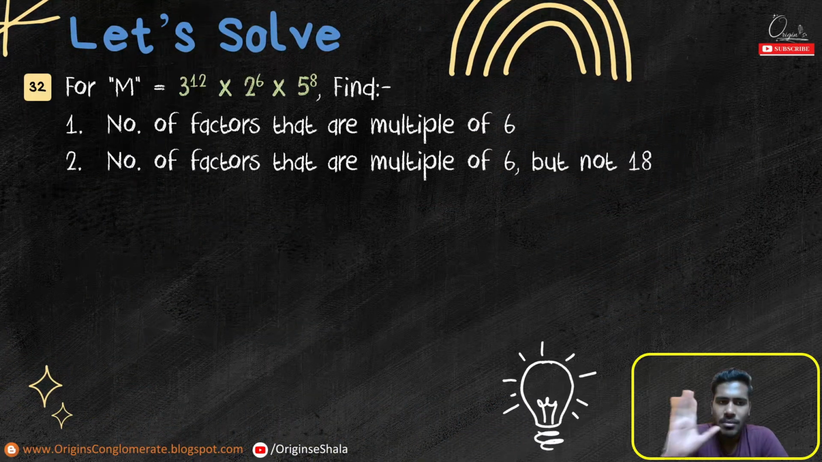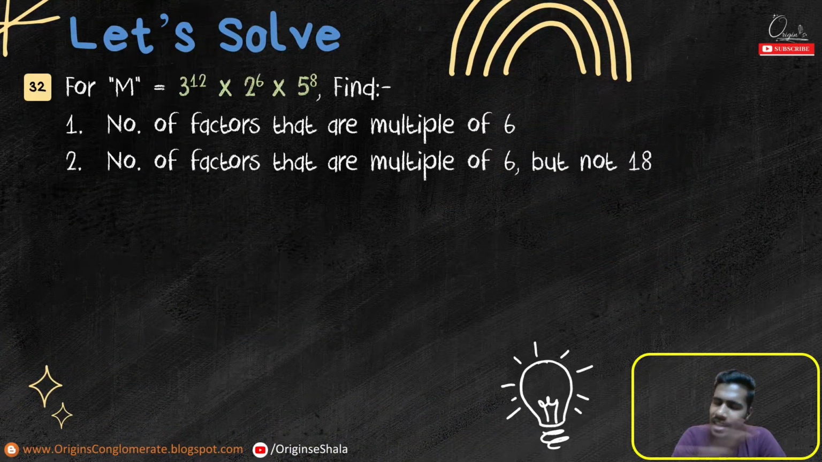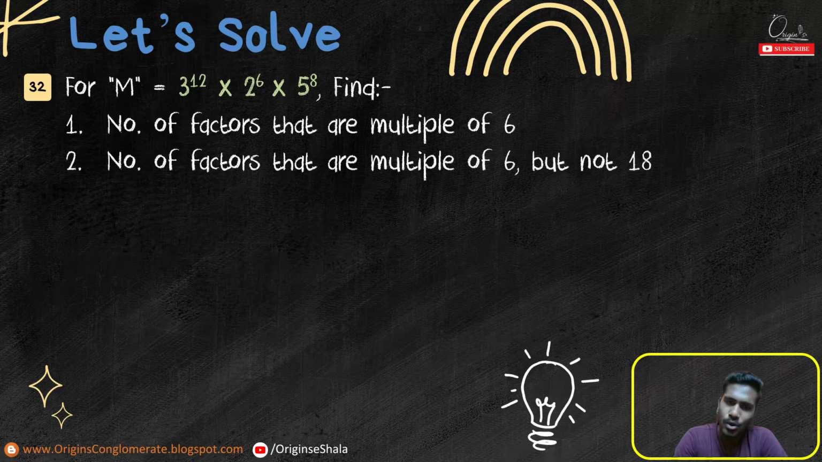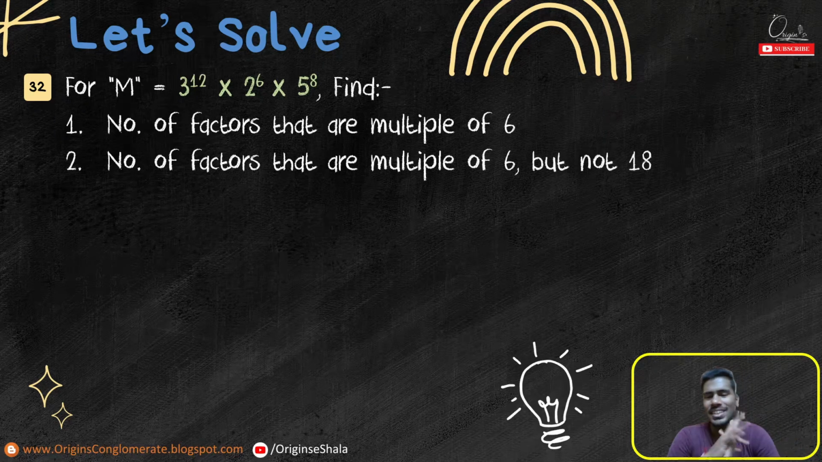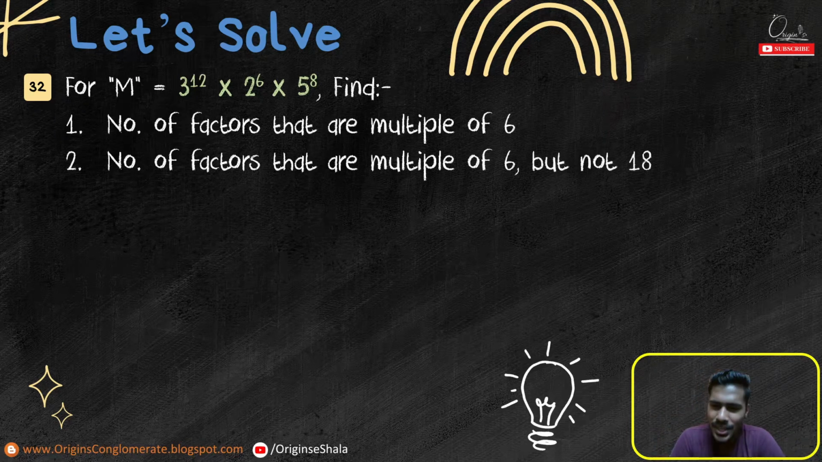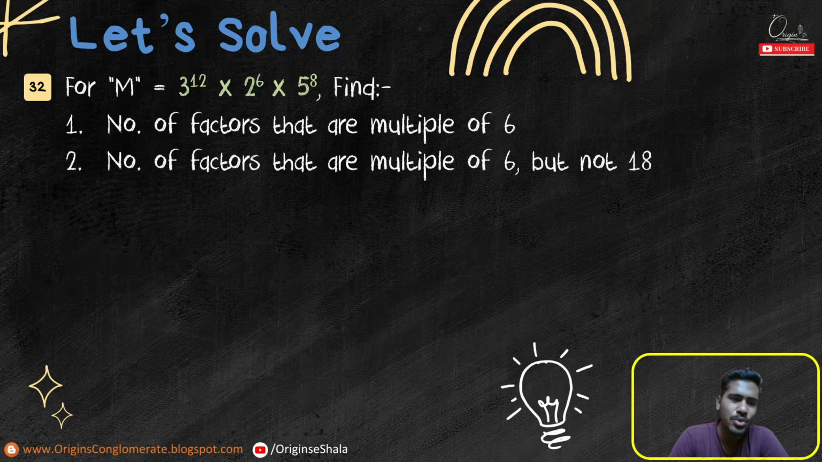Now, I am having a number M, which is directly given in the prime factorization form. My headache is gone already. I can already start thinking my calculations from next point onwards. I don't need to worry about prime factorization. Now, what I am interested in this time, number of factors that are multiple of 6. Then next, number of factors that are multiple of 6 but not 18. Now that's where the tricky part comes, right? It will be very interesting. I'm sure you guys would love it.